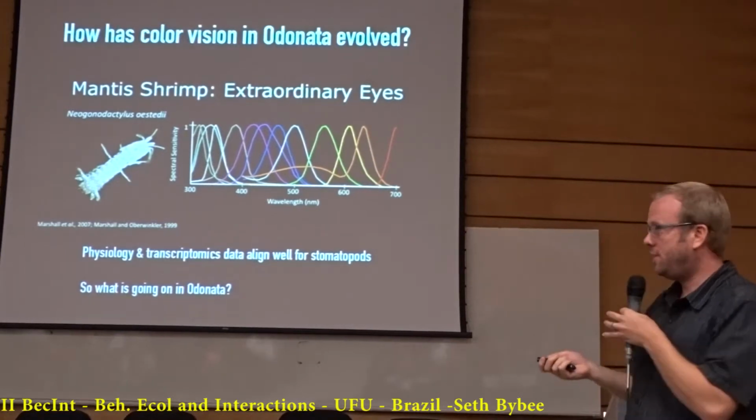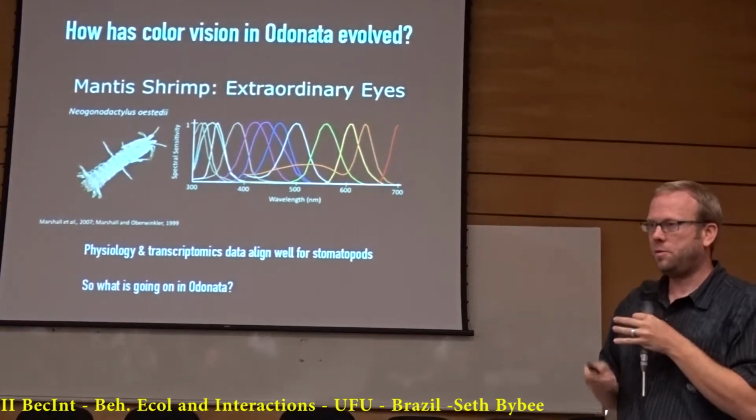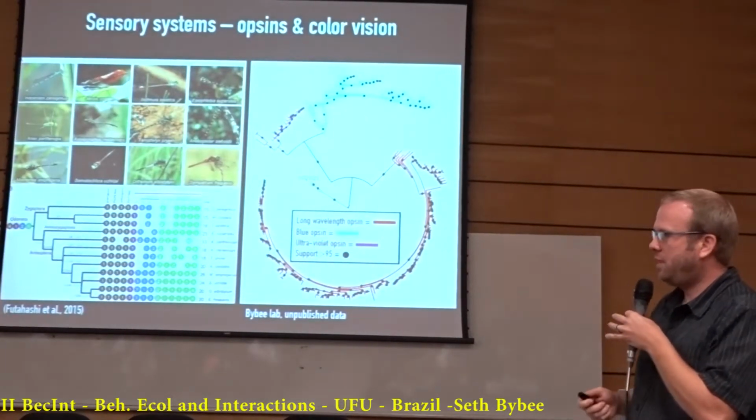But you don't find that in dragonflies at all. So why is that? It seems really strange, right? So what's going on in Odonata with their visual systems? We don't quite know yet. We're still digging. But let me give you a view.